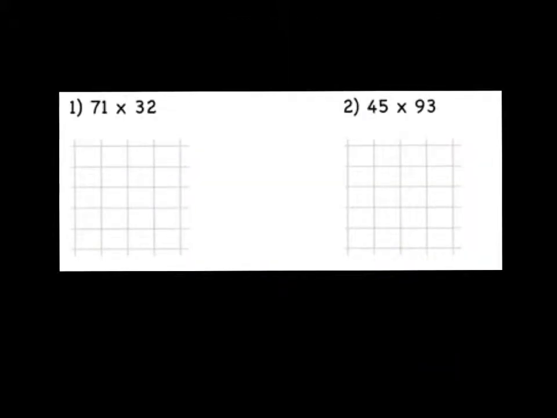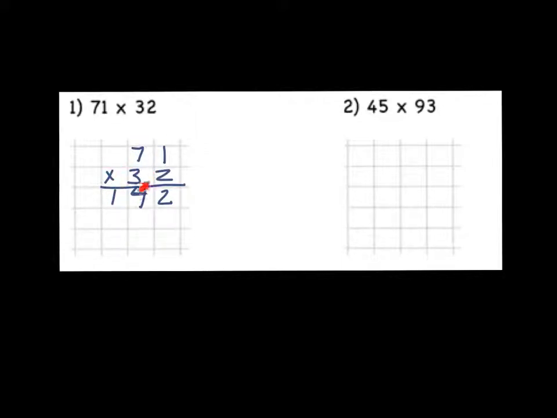Now let's try a couple together. So here I have 71 times 32. So I'm going to line it up vertically. And now I'm going to multiply by the 1s. So I'm going to multiply 71. 2 times 1 is 2. 2 times 7 is 14. And my first partial product will be 142.